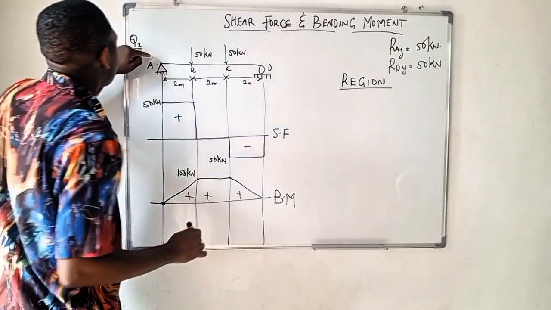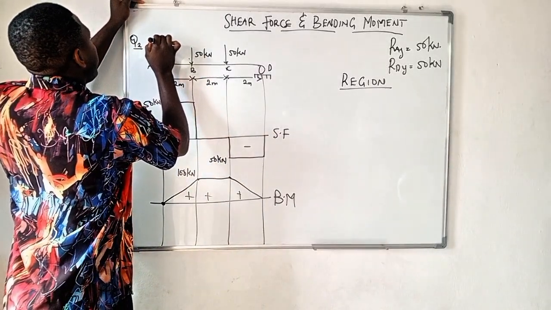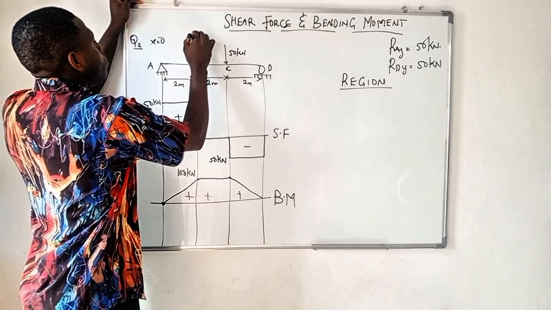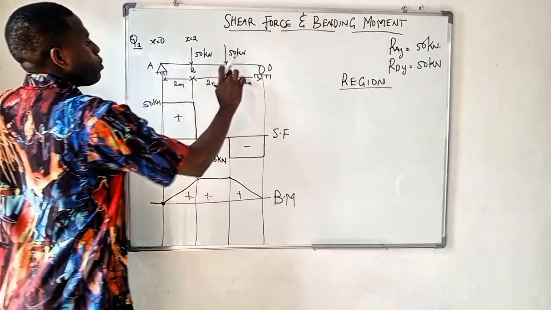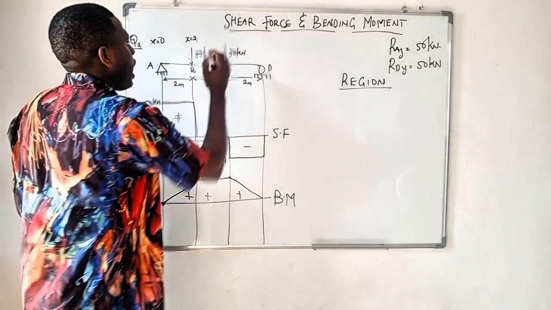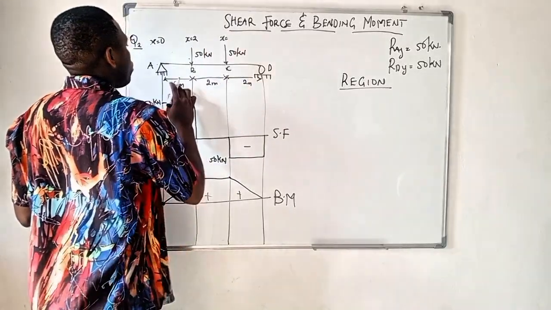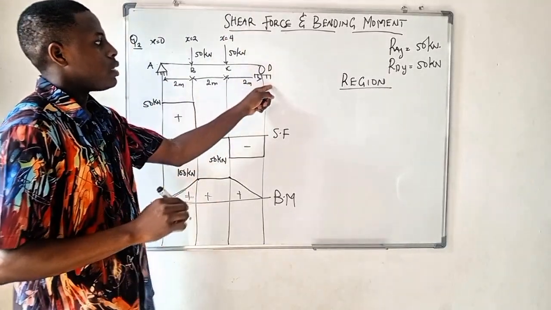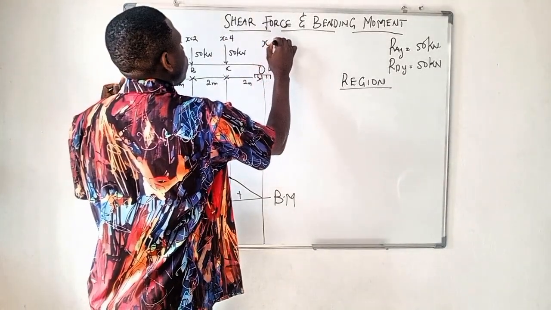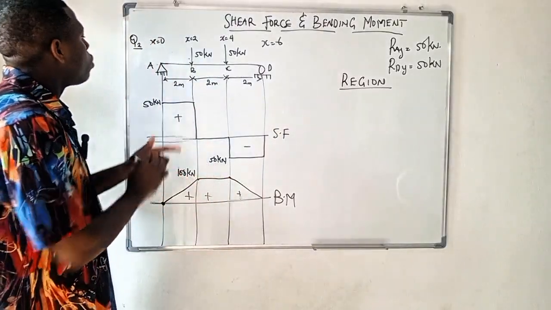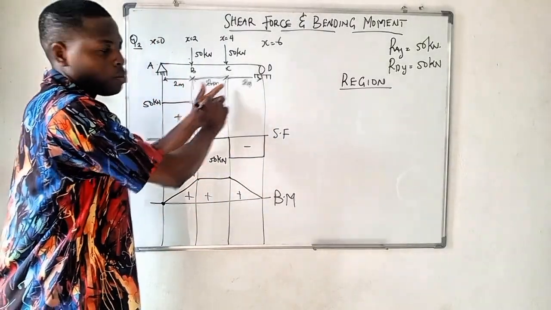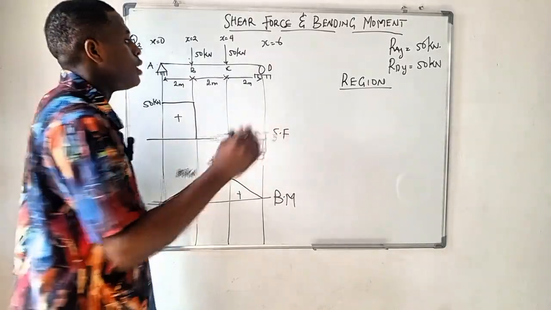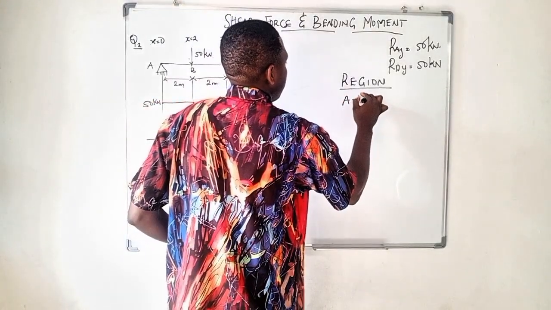So basically, at this point, x is 0. At point B, x is now 2. Now, at point C, your x will now be 2 plus 2, which is 4. At point D, what is your x? Your x is now equal to 6. Because you have 2 plus 2 plus 2 to give you 6.